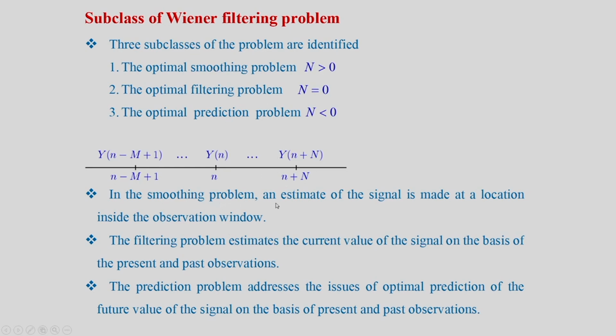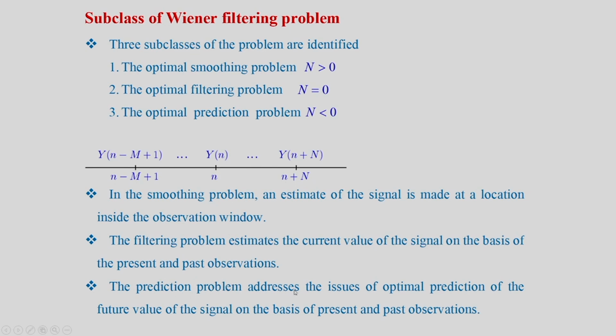In the smoothing problem, an estimate of the signal is made at a location inside the observation window, because the observation window is up to here and we are making an estimate for this signal at this instant. The filtering problem estimates the current value of the signal on the basis of the present and past observations, because if big N is equal to 0, then the data we will be considering is up to this point. Therefore, we will be considering the present and the past observations.